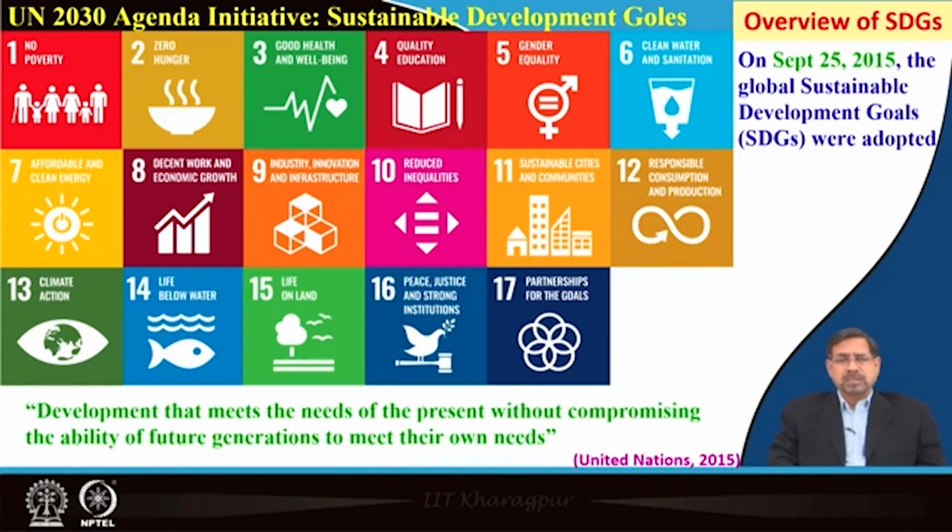As far as the UN 2015 is concerned, the definition of sustainable development goals is development that meets the needs of the present without compromising the ability of future generations to meet their own needs. That means whatever we have received from our forefathers, we should guarantee and pass on to our next generation. That is the principle of sustainable development in a nutshell.